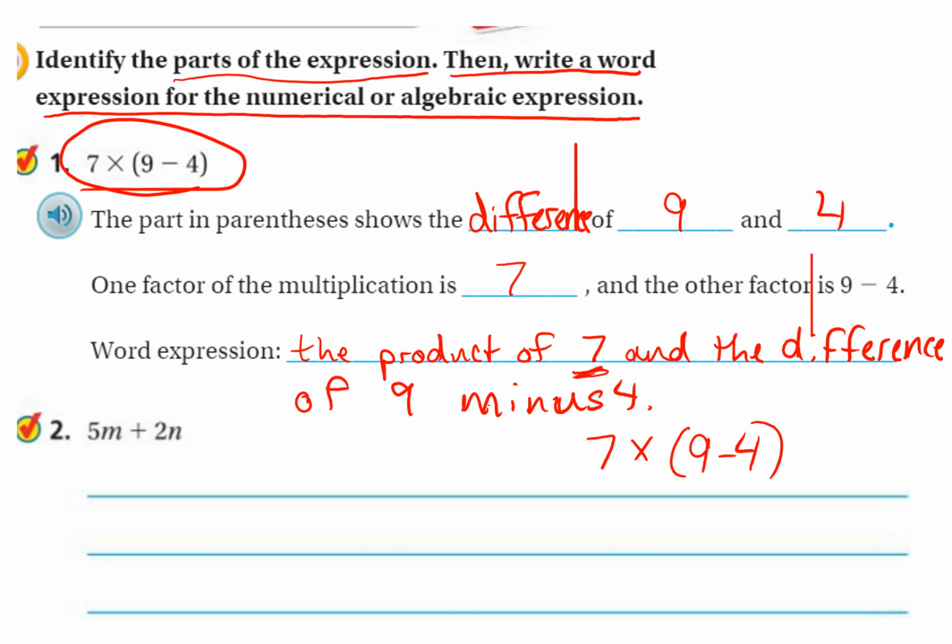So always go back, reread what you've written, and think to yourself, okay, if somebody else came and read this, how would they write it out? And if it doesn't get written the exact same way that it started out, then you haven't written that expression in the correct word form. Okay. So let's look at number 2.